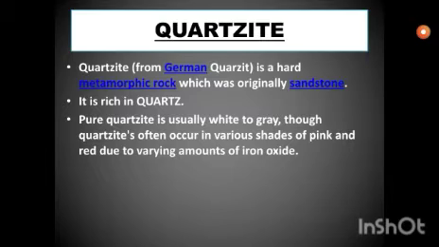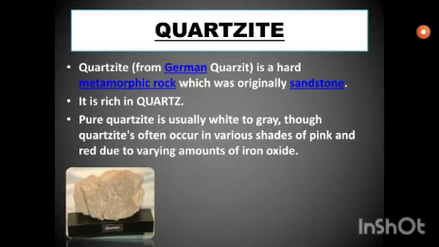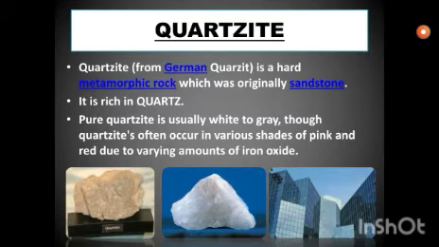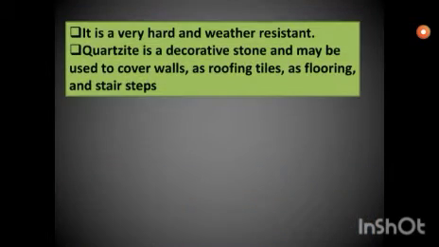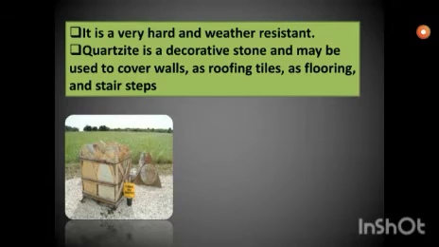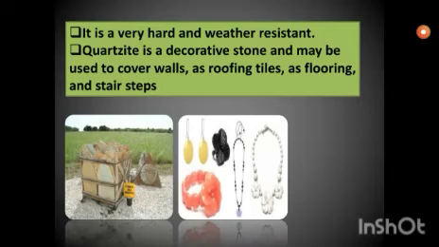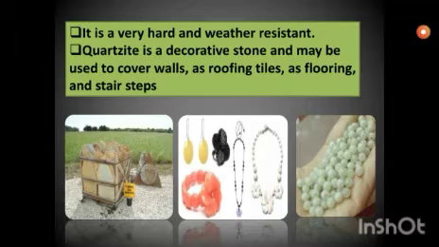Pure quartzite is usually white to grey, though quartzites often occur in various shades of pink and red due to varying amounts of iron oxide. So if iron is present in anything, iron is red in color. So according to the presence of iron, it will change the color. It is a very hard and weather resistant rock. So quartzite is a decorative stone and may be used to cover walls, as roofing tiles, as flooring and stair steps. So see the beautiful pictures of this quartzite.